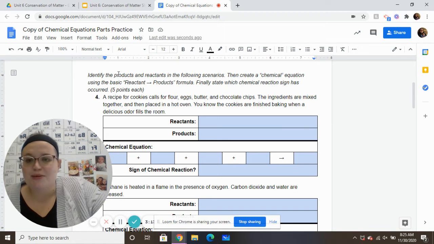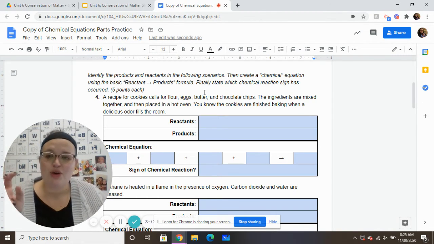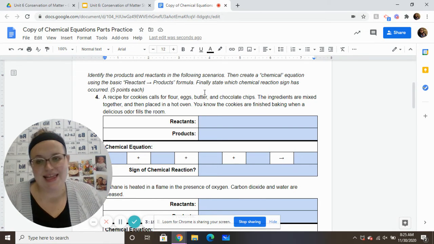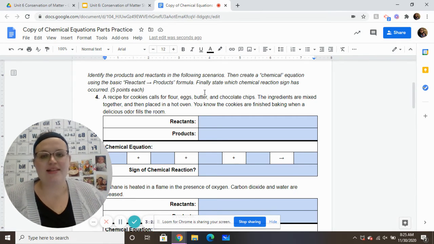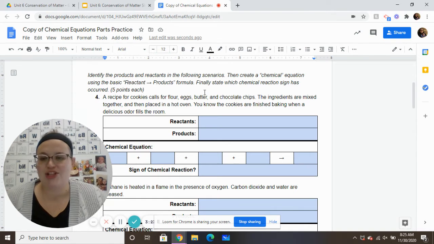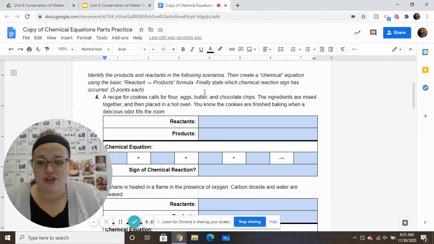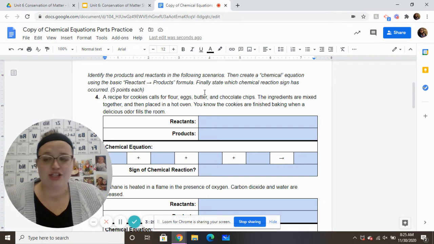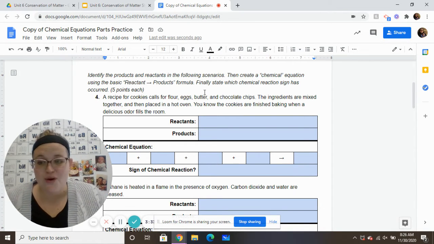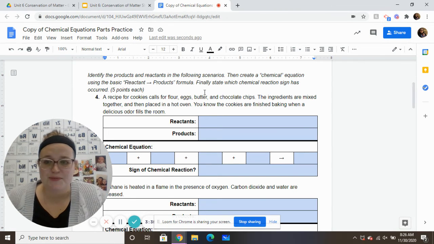It says, identify the products and the reactants in the following scenarios. Then create a chemical equation using the basic reactants yields products formula. Finally, state which chemical reaction sign has occurred. Now, on the chemical reaction side, a lot of these are going to have multiple examples. So I just need one example, one way you know that it's occurred. So one of those 7 signs that's occurred. So let's go ahead and get started.